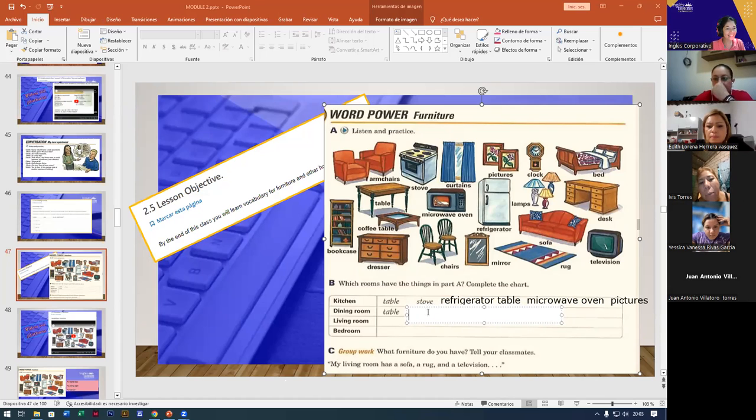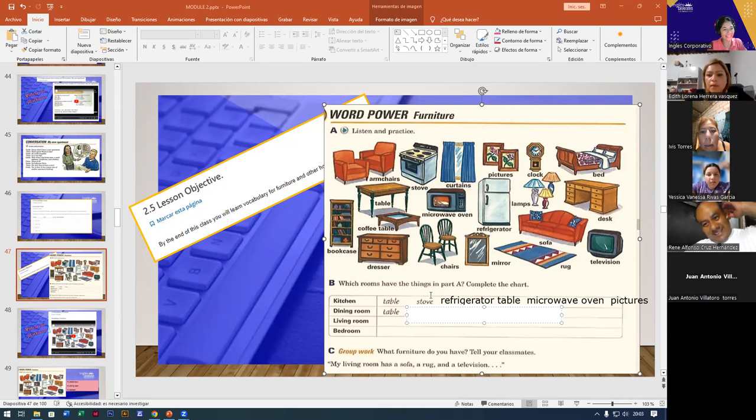A bookcase in a dining room. Remember, the dining room is the area where you eat. Chairs.